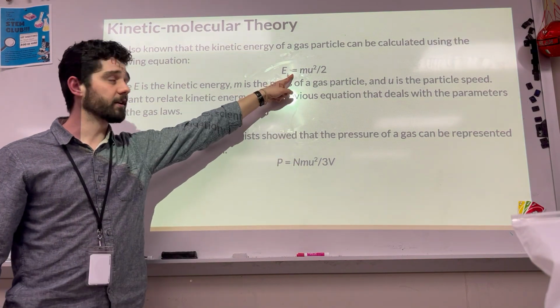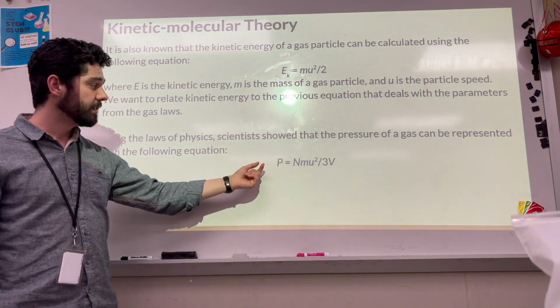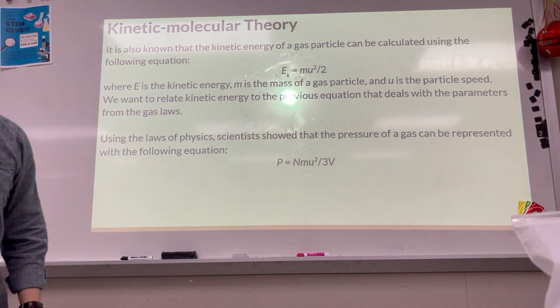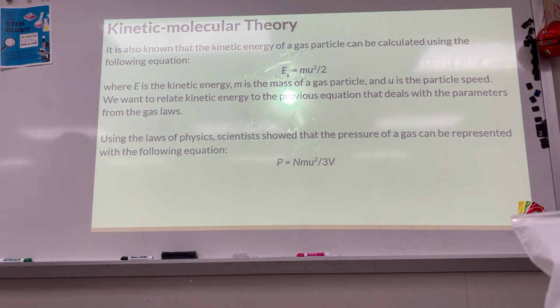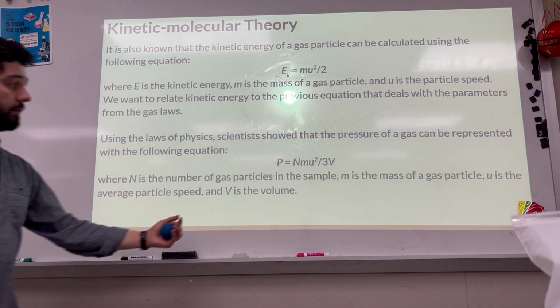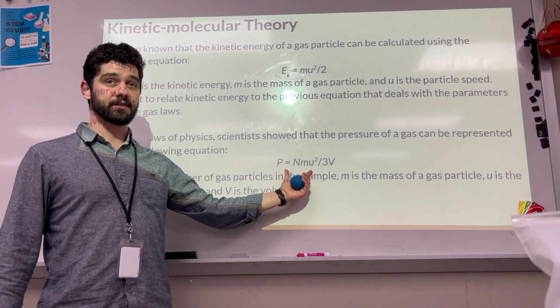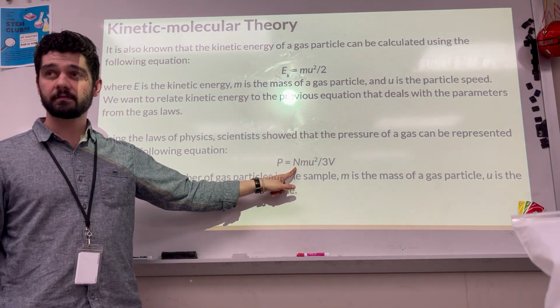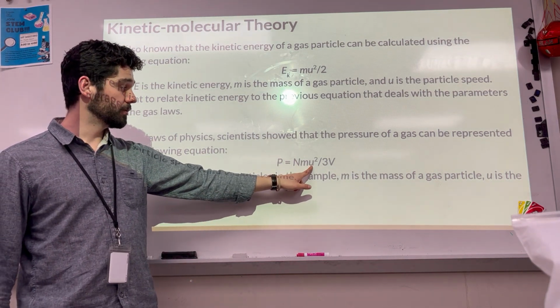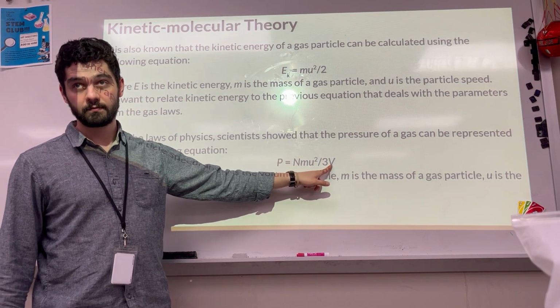Okay, so we know what kinetic energy is as a concept. This is an equation that represents pressure, and we can derive this from laws of physics. I'm not going to show where it comes from. You can see my book if you want to look it up yourself. But this kind of makes sense, though. Okay, so let's notice. N stands for the number of particles. M is mass, U is speed, V is volume.